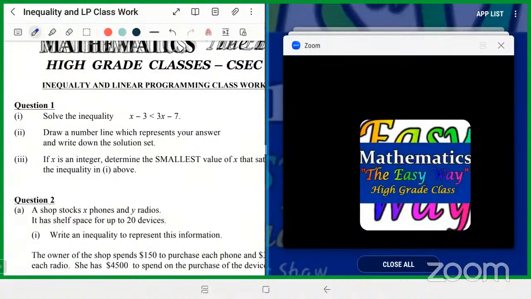Morning again, everybody. Welcome to another revision session. The topic is inequalities and linear programming. Going on to a new topic tomorrow and Monday, a new phase of the program. In that phase, we're going to be looking at matrices, transformation, and vectors. That's the second phase of this program, and those are the next three topics we'll be doing.